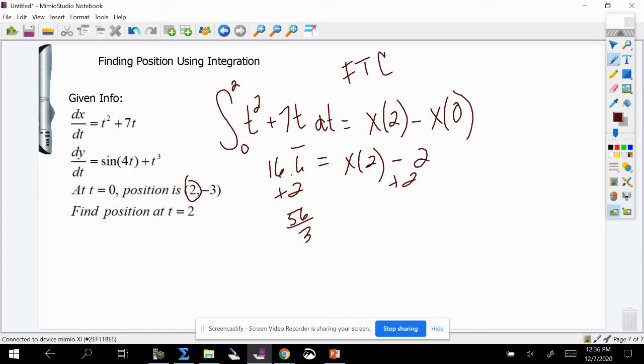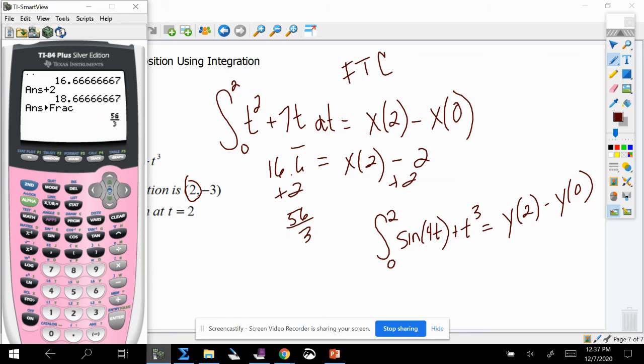Now we're going to do the exact same thing, but use the y information. So now I have my y derivative, which is the sine of 4t plus t cubed. This one, you're really happy you have a calculator because that's no fun to go through and integrate. And same thing, I know what happens at 0. I want to know what happens at 2. So those are my boundaries. When I integrate that, I would get the y position at 2 minus the y position at 0.